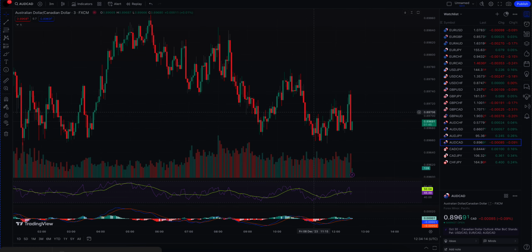The second pair for today will be Australian dollar to Canadian dollar. And let's start with a brief technical analysis and then as usual open a trade and come back for detailed analysis.